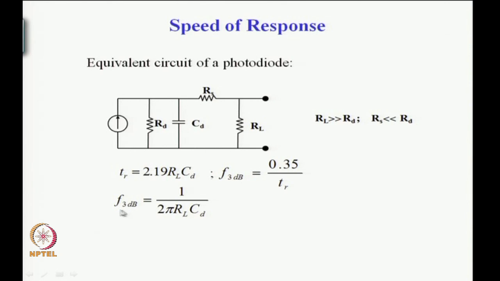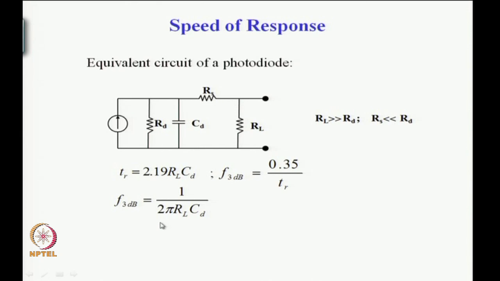The cutoff frequency, or the 3 dB frequency, as you know, the photodetectors respond right from DC. All the semiconductor photodetectors respond from DC, and this f3 dB here refers to the higher cutoff frequency, and that is given by 1 divided by 2 pi RL into CD. RL here is the load resistance and CD is the junction capacitance, approximately given by this formula.